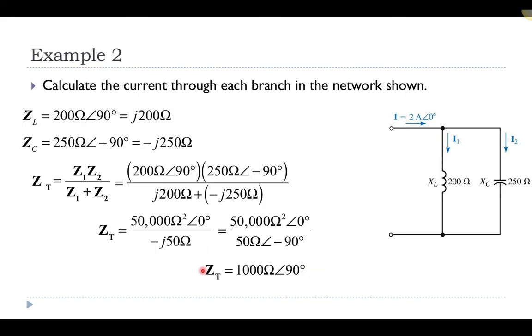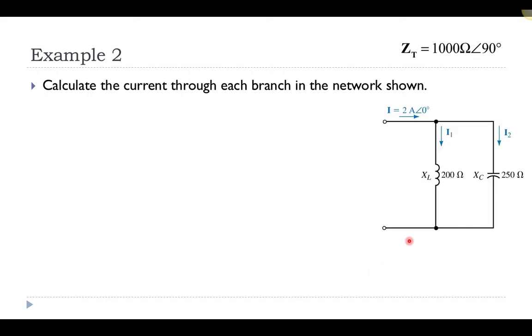All right, so I know the total impedance in my circuit is now 1,000 ohms with an angle of 90 degrees. This also means that in this circuit, the inductor is dominating, and that kind of should make sense because the reactance for the inductor is less than the capacitor, so it's dominating because this is the piece that has less overall resistance in the circuit.